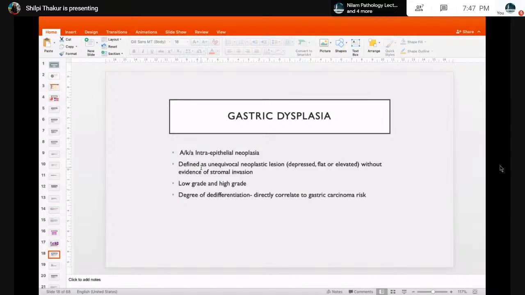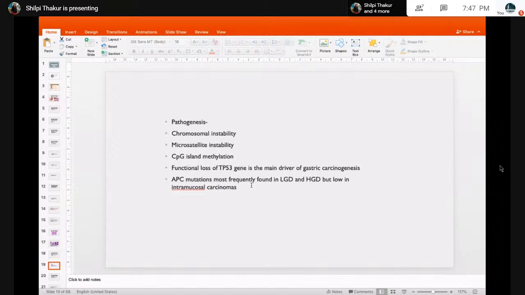So this is defined as an unequivocal neoplastic lesion which can be depressed, flat or elevated, and without the evidence of stromal invasion. This is very important because there is another entity which has got the invasion. So that is the definition for gastric dysplasia. Gastric dysplasia can be low grade and high grade, and the degree of differentiation is directly related to the gastric carcinoma risk. So the higher the grade of gastric dysplasia, the higher the risk for gastric carcinoma.